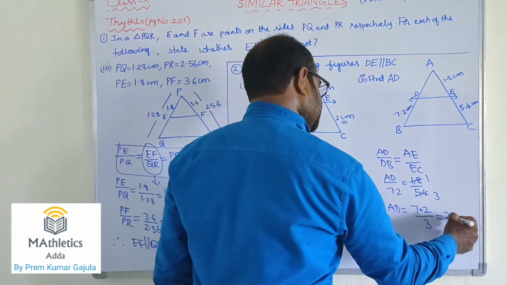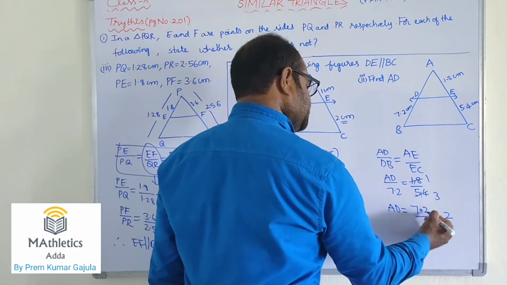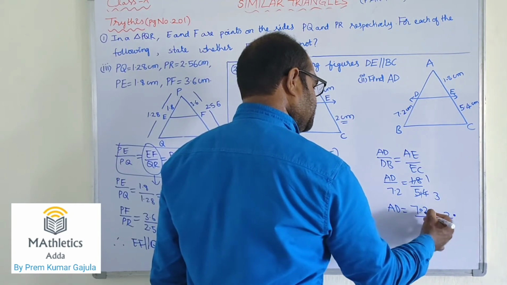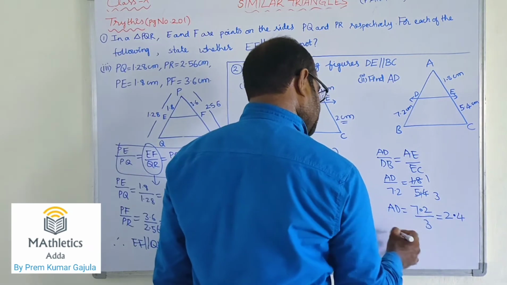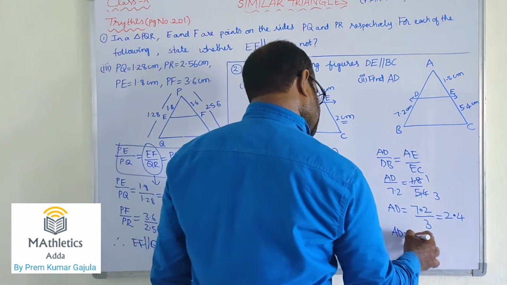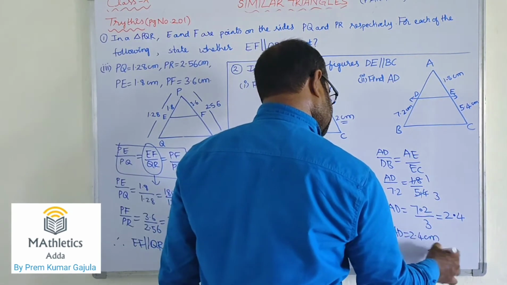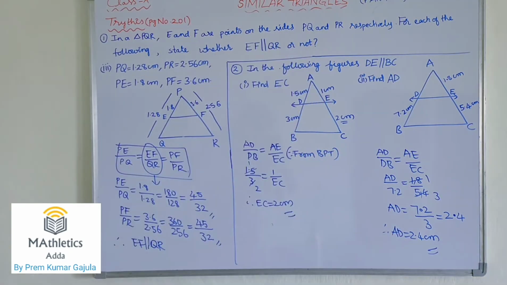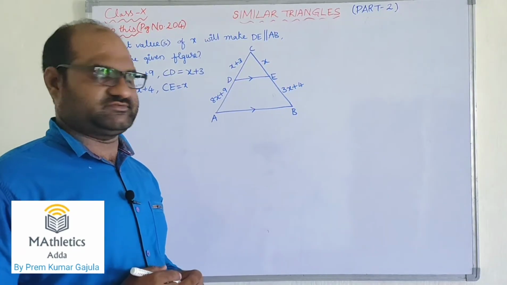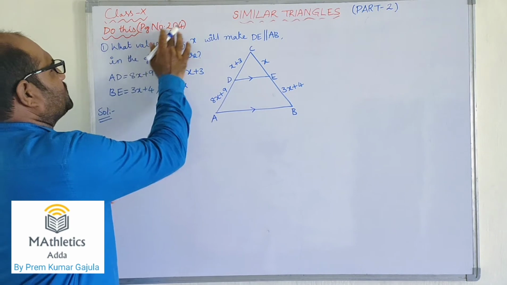If we cancel this, 3 twos are 6, 1 is left, 1 into 12. So point is there, so put point. Now it is 12, 3 4s are 12. The answer is AD is equal to 2.4 centimeters. The answer is completed. Now let us look at the next question. Do this, page number 204.